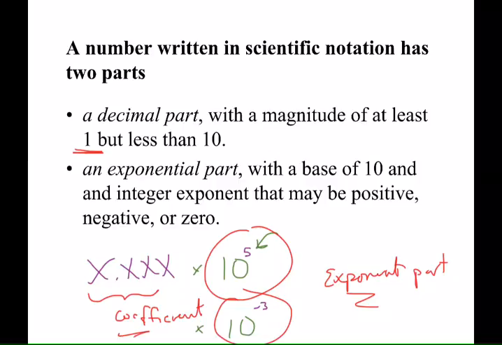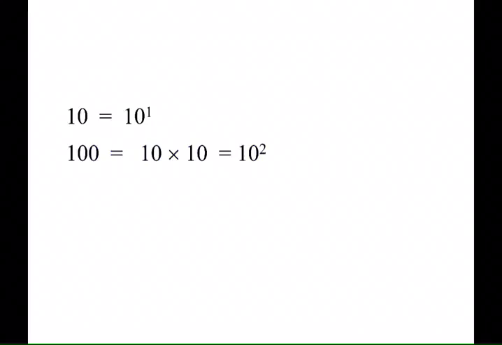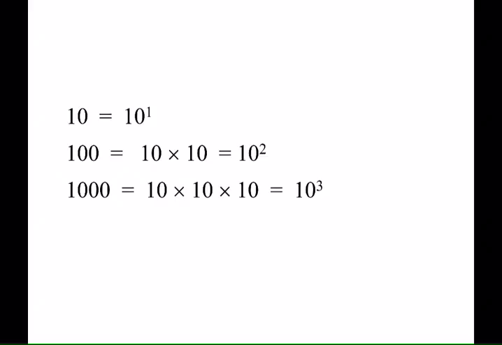Now I want to focus on what 10 to the 5th and 10 to the -3rd mean. The number 10 is really 10 raised to the 1st power. The number 100 we get if we take 10 times 10, 10 times itself twice, so that's 10 raised to the 2nd power. What about the number 1,000? We get 1,000 by taking 10 times 10 times 10. That's 10 times itself 3 times, so that's 10 to the 3rd power.